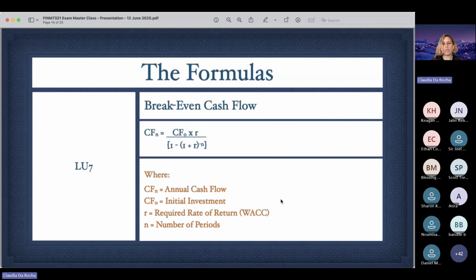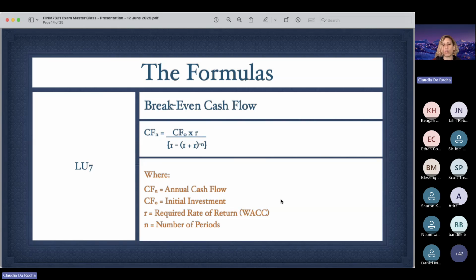Then we have our break-even cash flow. This is from learning unit 7. This is when we're trying to determine what cash flow is required to reach break-even. It is a manipulation of our NPV formula in essence. And really what we're just trying to do is calculate what the break-even cash flow is.